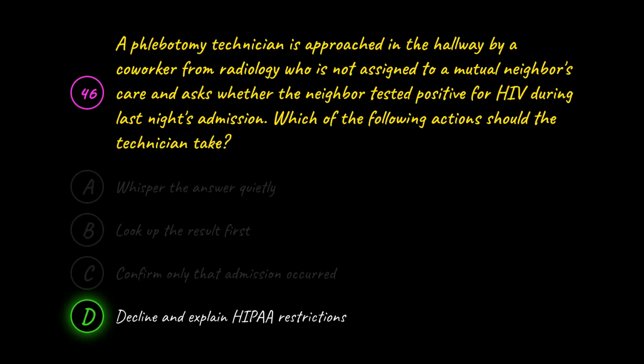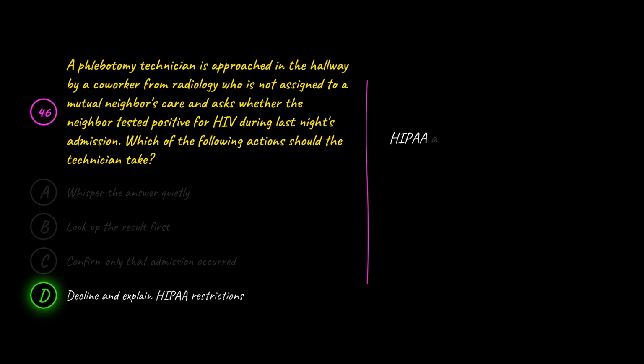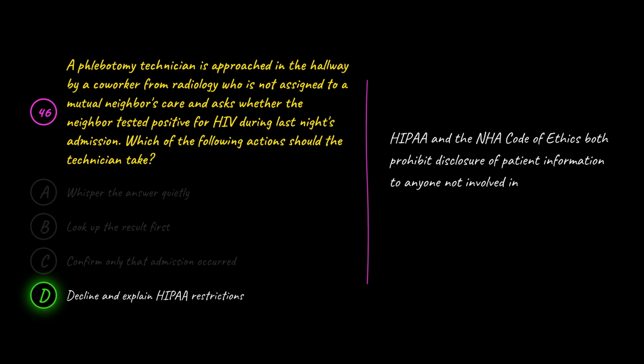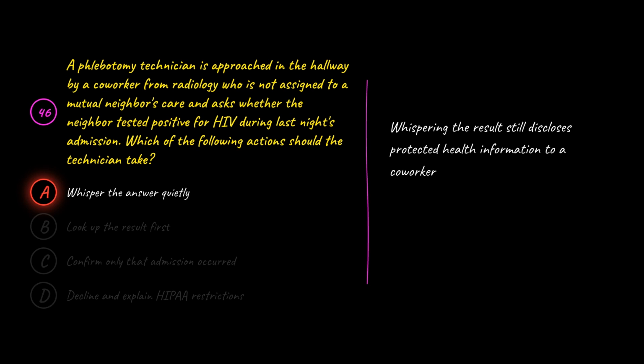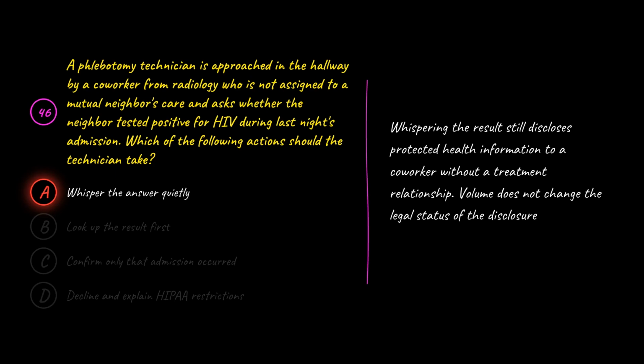The correct answer is D. Decline and explain HIPAA restrictions. D is correct because HIPAA and the NHA Code of Ethics both prohibit disclosure of patient information to anyone not involved in that patient's care. The phlebotomist must refuse politely and explain why disclosure cannot happen here. A is wrong because whispering the result still discloses protected health information to a co-worker without a treatment relationship. Volume does not change the legal status of the disclosure, and HIPAA penalties apply regardless of how quietly the words are spoken.